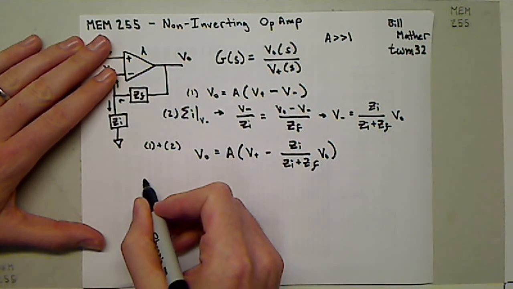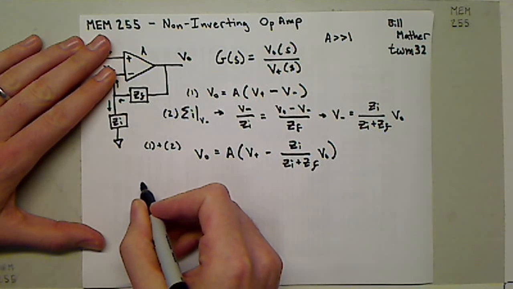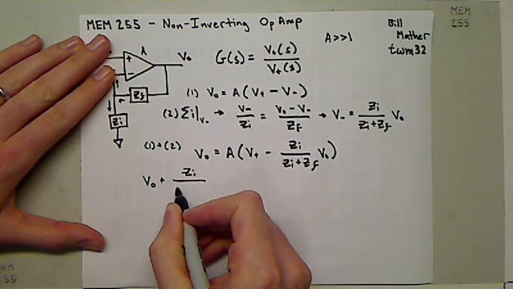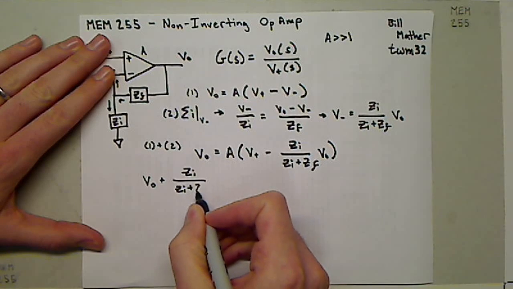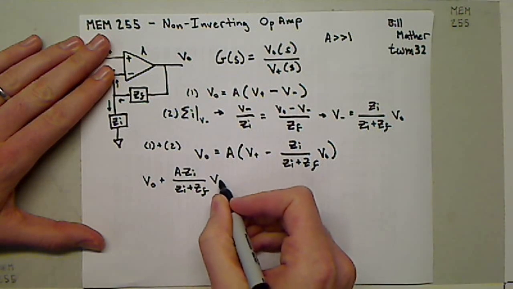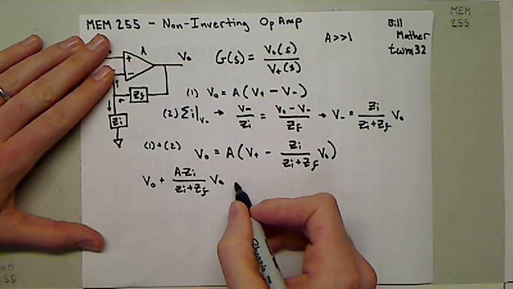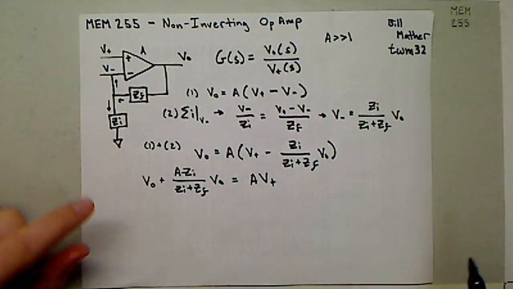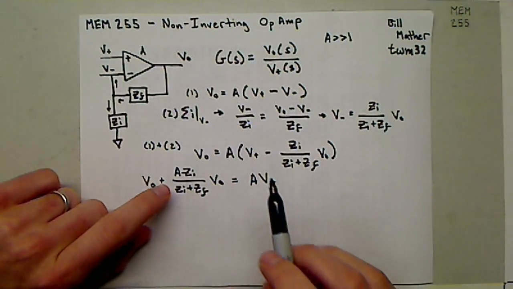That's going to give me V out plus ZI over ZI plus ZF A V out is equal to A V plus. Okay. Now here's where we can use our approximation.